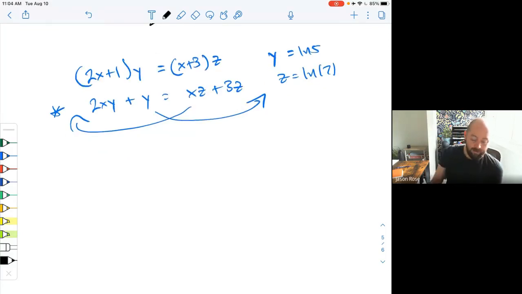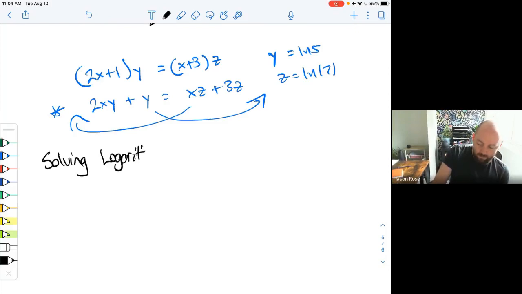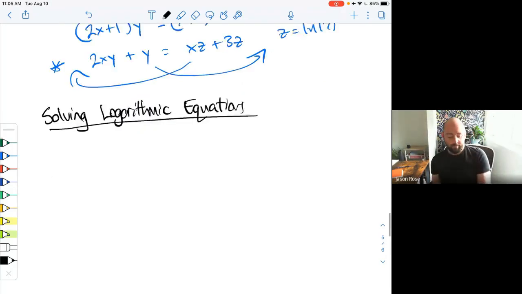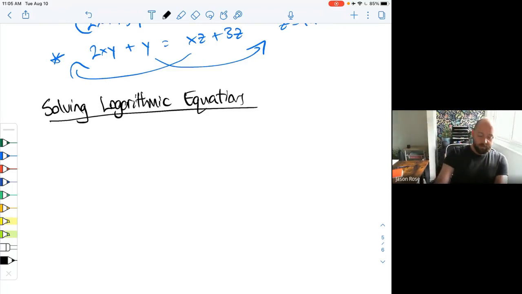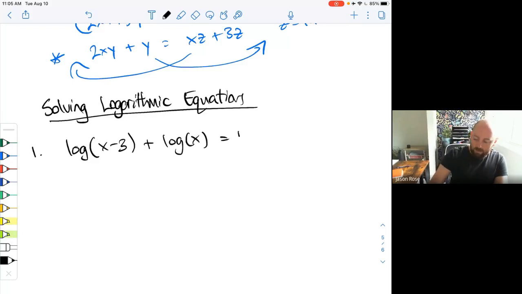And the last topic then that we're going to look at in logs is solving logarithmic equations. So our examples here are, first of all, I'm not using the base 3, sorry. I was just doing log of x minus 3 plus log of x equal to 1.